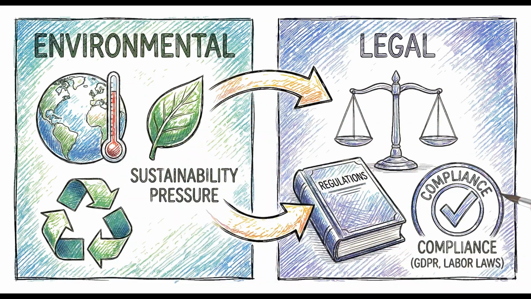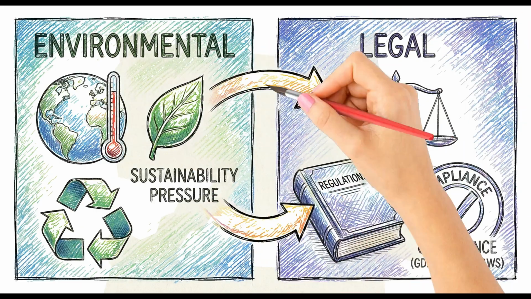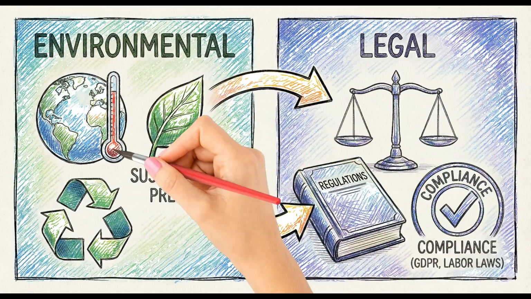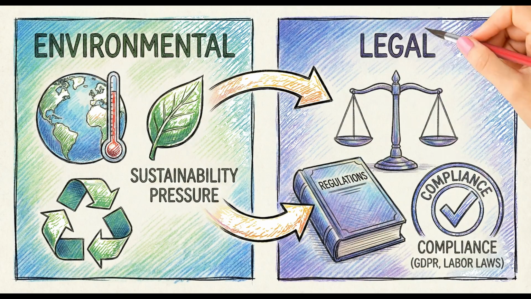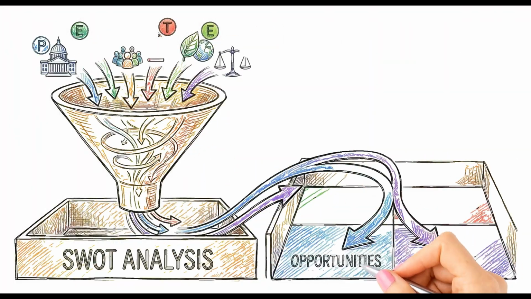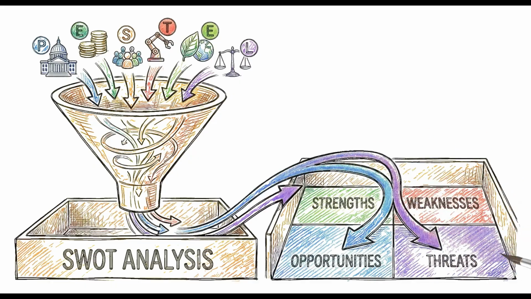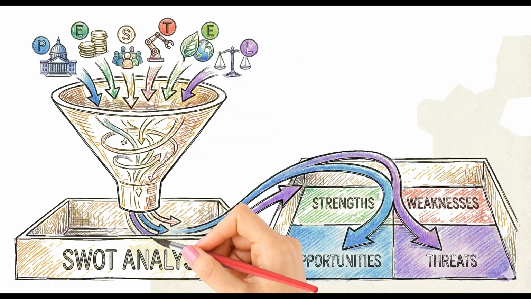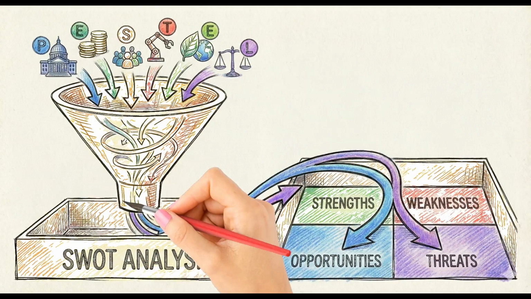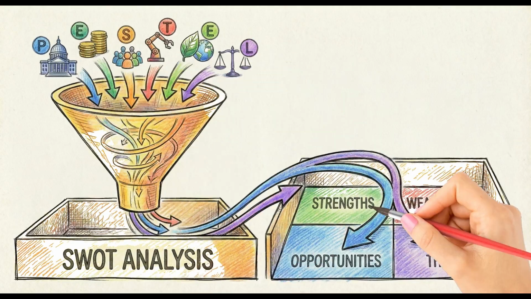Finally, L for legal. This is the rule book. It includes employment laws, health and safety standards, and IP rights. Ignore these and you face massive fines. Why do this work? Because PESTEL Analysis is the fuel for your strategy. It directly highlights the external opportunities and threats for your SWOT analysis, helping you pivot before a trend becomes a crisis.